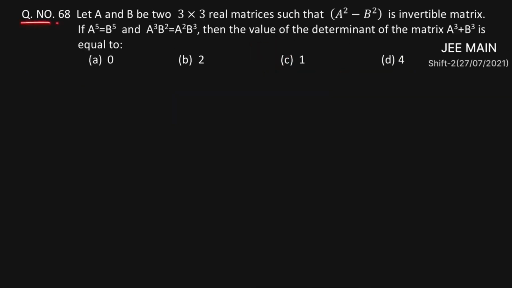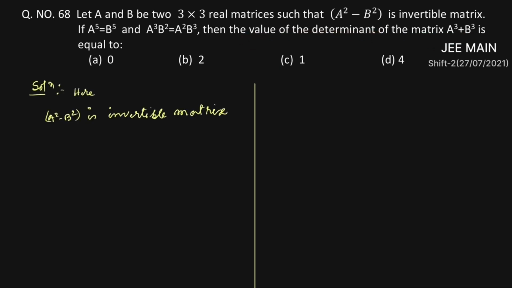Question number 68. Let A and B be 2 3 cross 3 real matrices such that A square minus B square is an invertible matrix. If A to power 5 equals B to power 5 and A cube B square is equal to A square B cube, then we have to find the value of the determinant of the matrix A cube plus B cube. Let's see the solution of this question.